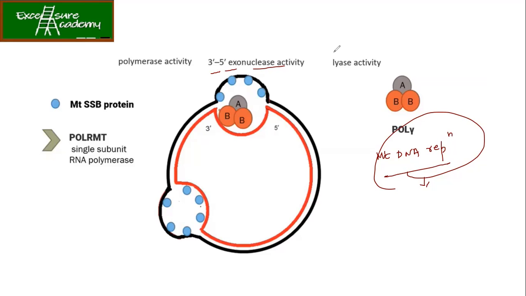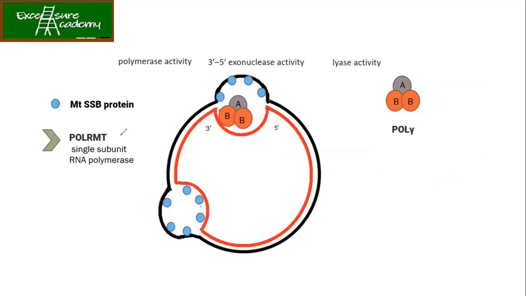Okay, so coming back over here. As I said, the single stranded binding proteins go and bind over there. Then you have the primer, which is synthesized by POLRMT. MT is for mitochondria, R is RNA polymerase, so it's an RNA polymerase of mitochondria. Then you have the polymerase gamma, the DNA polymerase, which has 3 subunits. It has the polymerase activity, 3'-5' exonuclease activity, as well as the lyase activity.